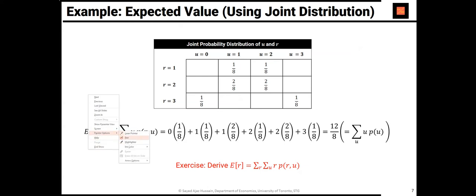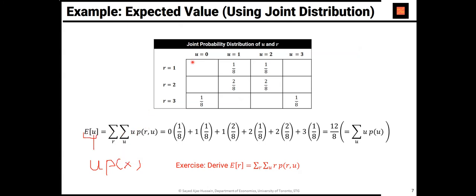The way these things work is, if someone asks you to find the expected value of something, the rule is, in a discrete world, essentially you're looking for that animal in here, which is u, and you're multiplying by a probability, right? What that probability is depends on whether you're working with marginals or with joints. So now you're working with joints.